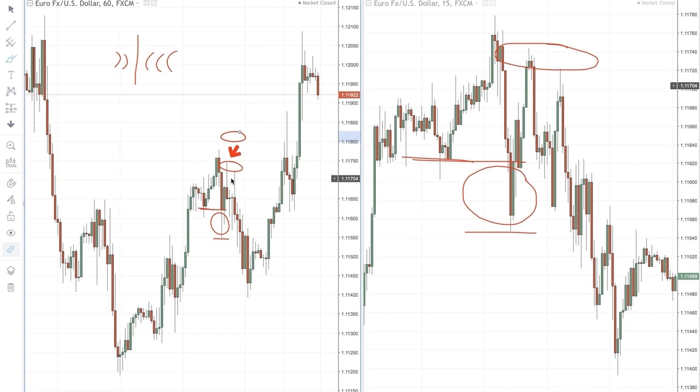So finally, we're looking at this area and we're like, okay, my V formations happened. We're getting a rejection from the bottom here. They're getting a strong reaction here.